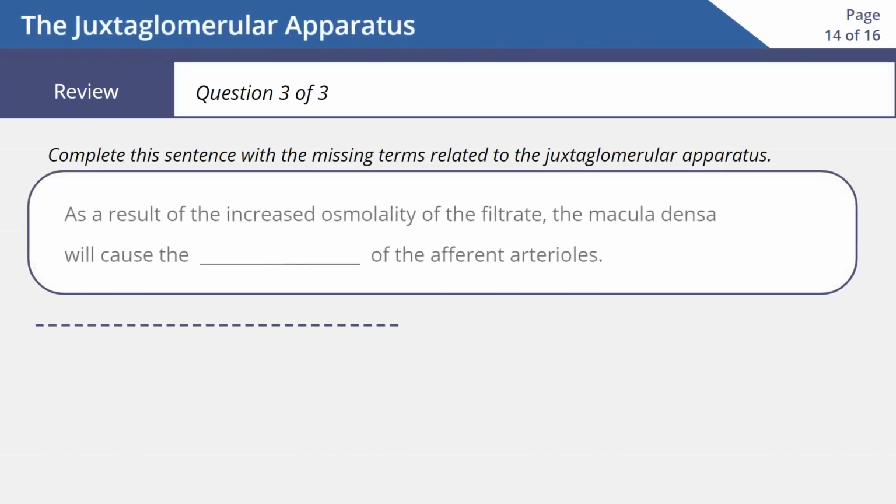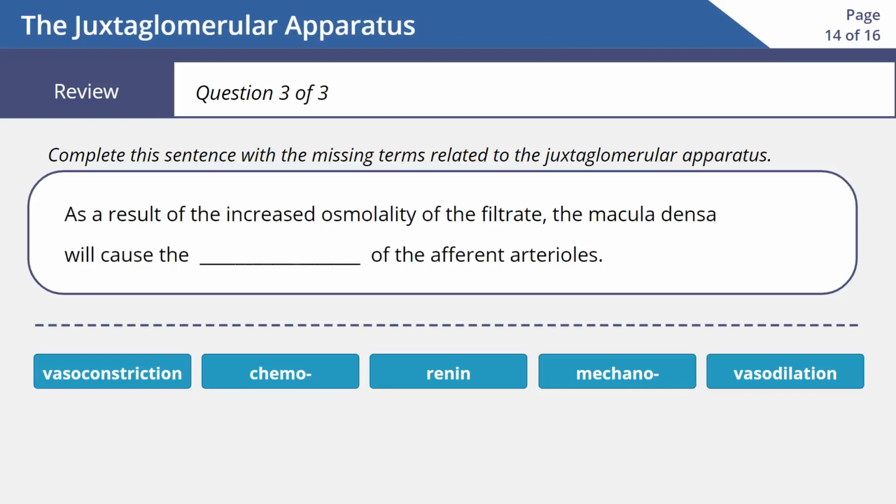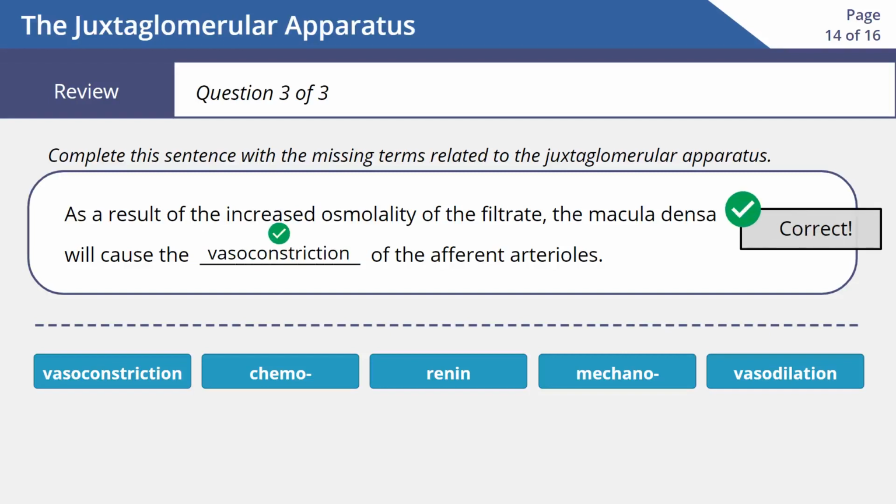Here's one more. As a result of the increased osmolality of the filtrate, the macula densa will cause the blank of the afferent arterioles. As a result of the increased osmolality of the filtrate, the macula densa will cause the vasoconstriction of the afferent arterioles.